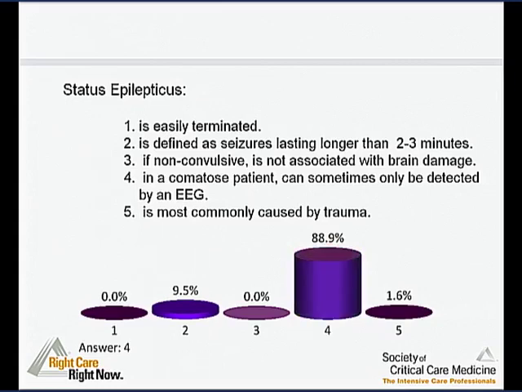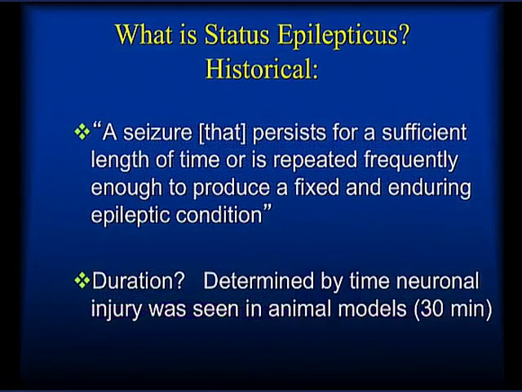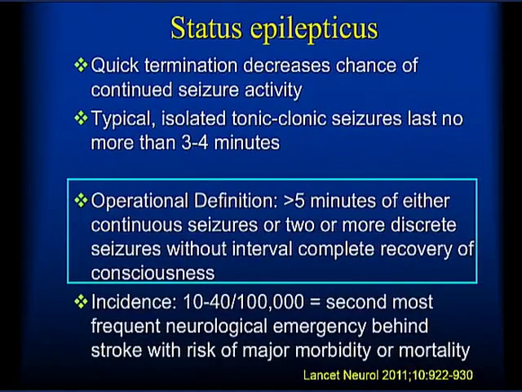The definition of status epilepticus previously used to be that it persisted for a sufficient length of time and repeated frequently enough to produce a fixed and enduring epileptic condition. That sounds like a neurologist definition, right? Very fuzzy. So the duration then went back to when damage was occurring. The first animal models used 60 minutes, and then that moved down to 30 minutes. So they typically saw neuronal injury in animal models at the 30-minute time.